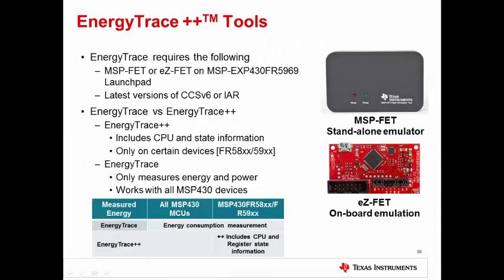Energy Trace++ can use MSP-FET or use eZ-FET included in the Launchpad for FR5969, and it's supported in the latest version of CCS and IAR. It is important to remark that there are currently two versions of this tool, Energy Trace and Energy Trace++. Even though both versions can measure energy and power, Energy Trace++ can also check the CPU and peripheral states. Energy Trace++ is supported in some devices like the FR59xx, but Energy Trace can be used in all MSP430s.